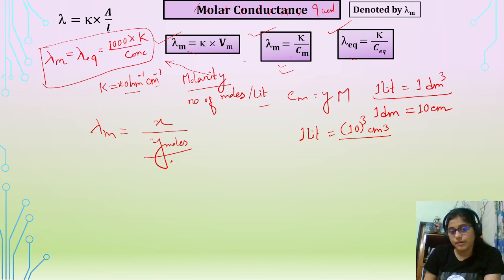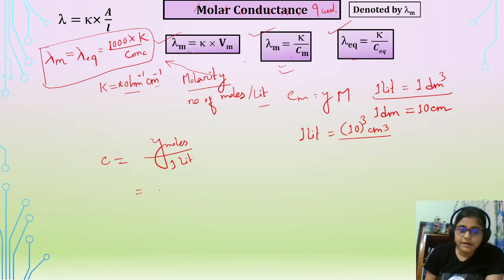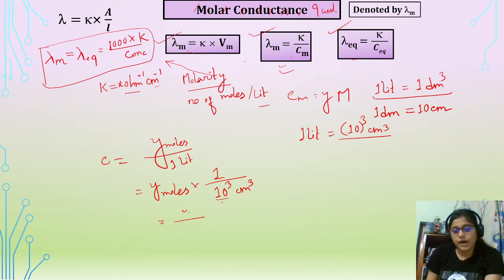So here if we write Y moles per liter, per 1 liter it was there like that, the concentration. So let's not write lambda m now, this is only the concentration C. Now Y moles into 1 liter, we can write 1 liter as 10 to the power 3 cm cube, this 1000? Fine. So it is Y by 1000 moles cm to the power minus 3. This is the concentration.